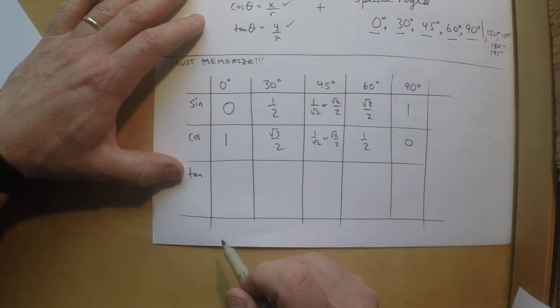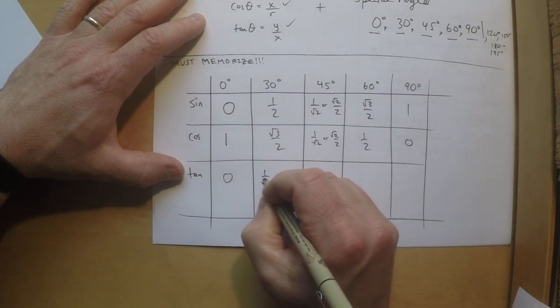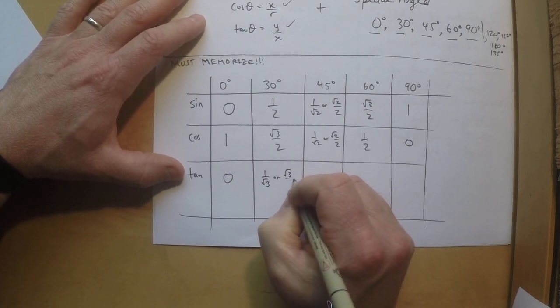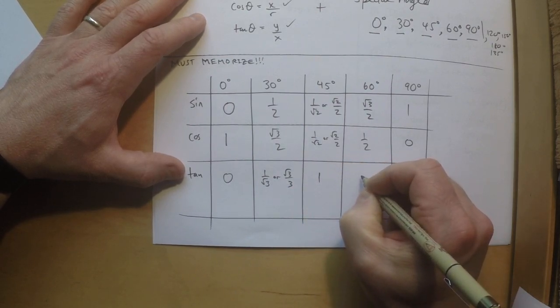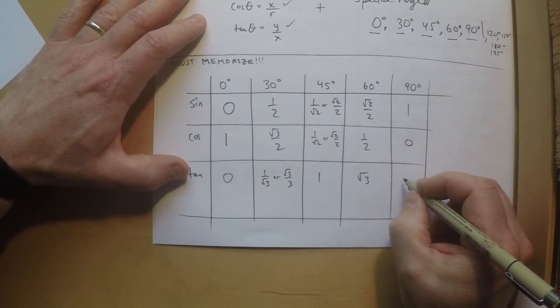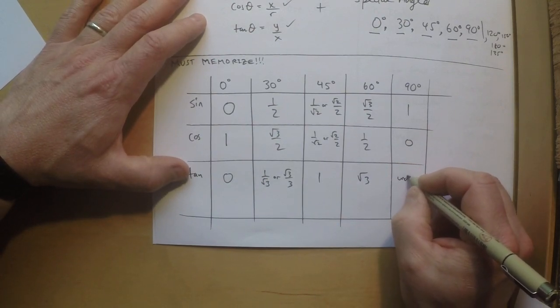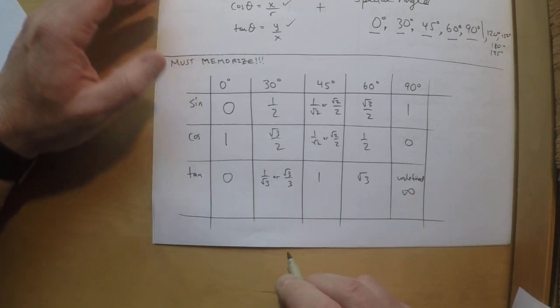And tangent: tan of 0 is 0. Tan of 30 is 1 over root 3 or root 3 over 3. Tan of 45 is 1. Tan of 60 is root 3 or 1.73 and so on. And tan of 90 is a weird one. That's undefined, or it makes your calculator go error, or technically it's infinity.